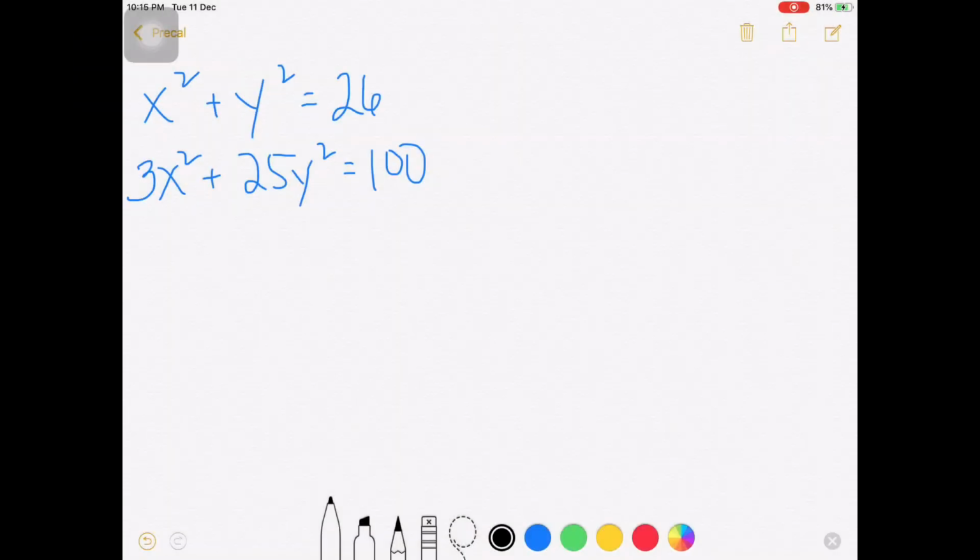So here we have our second example. And as you can see, it's much more complicated than the first one, but the first step that we did in the first example will also be applied here. So the first step is to identify what type of equations they are. The first equation, x squared plus y squared is equal to 26. This is a circle. And the second equation, 3x squared plus 25y squared is equal to 100. This is an ellipse.